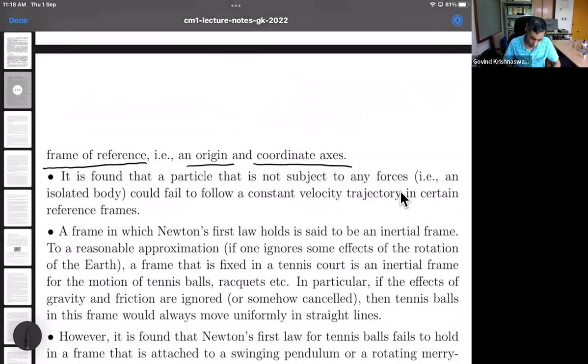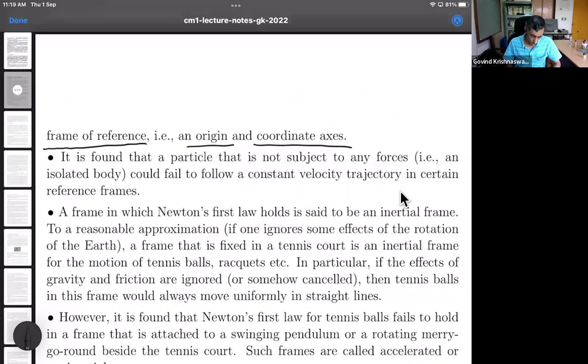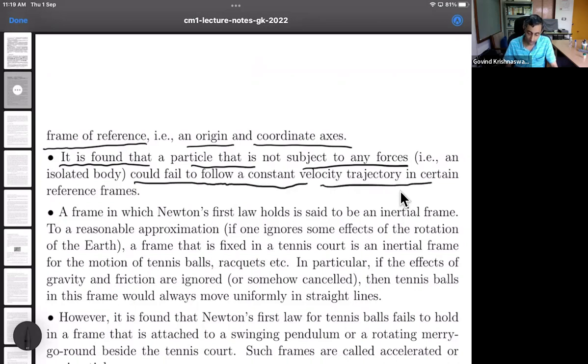Let me first begin with some examples or some cautionary remarks. First of all, it is found that a particle that is not subject to any forces, that is a free particle, an isolated particle, could sadly fail to follow a constant velocity trajectory in certain reference frames. So a free particle need not move in a straight line, need not even maintain a constant speed. So there is something problematic in this law as stated.